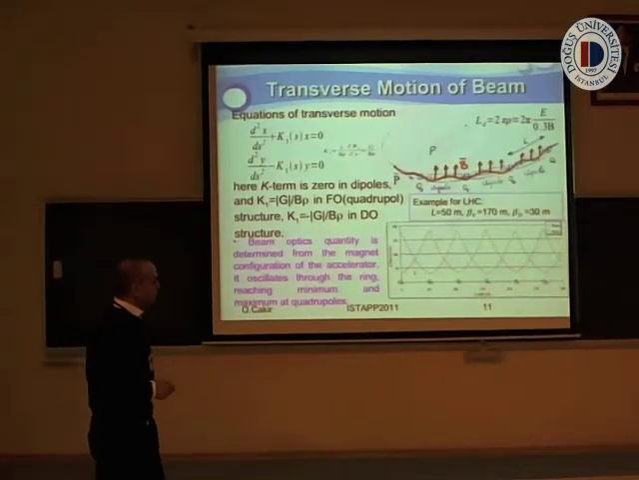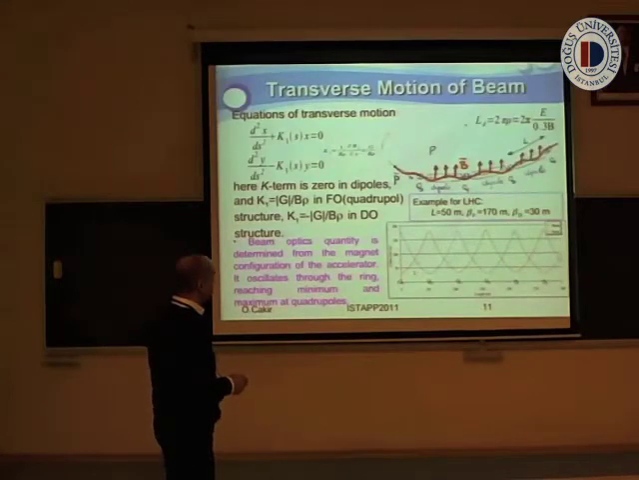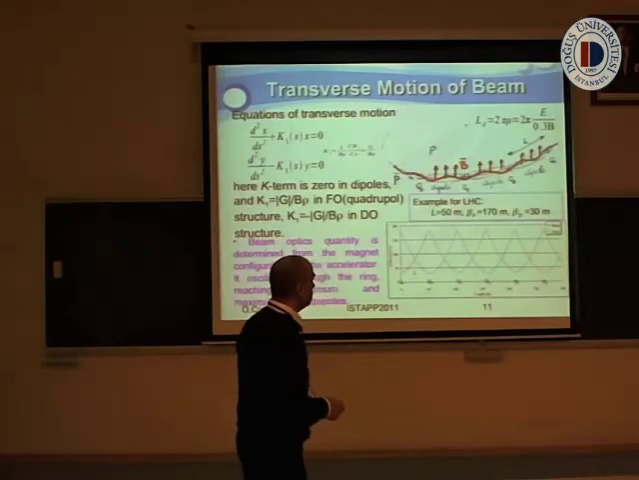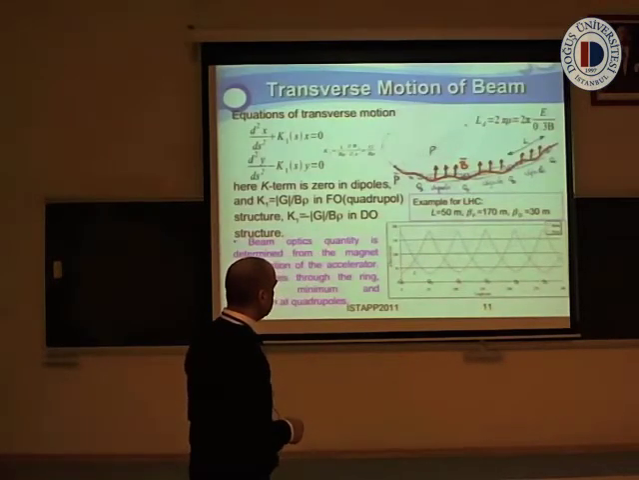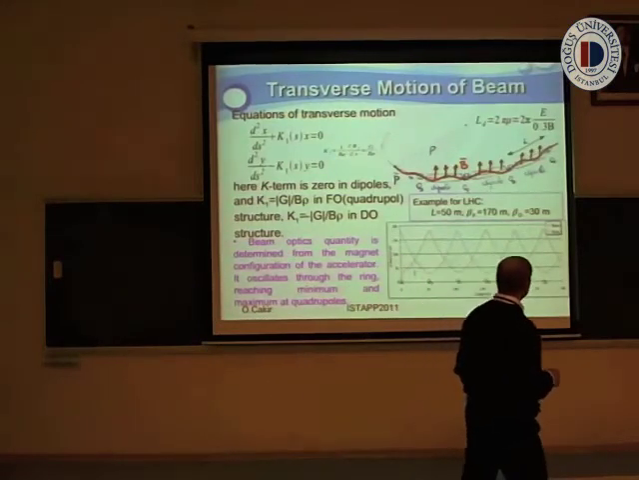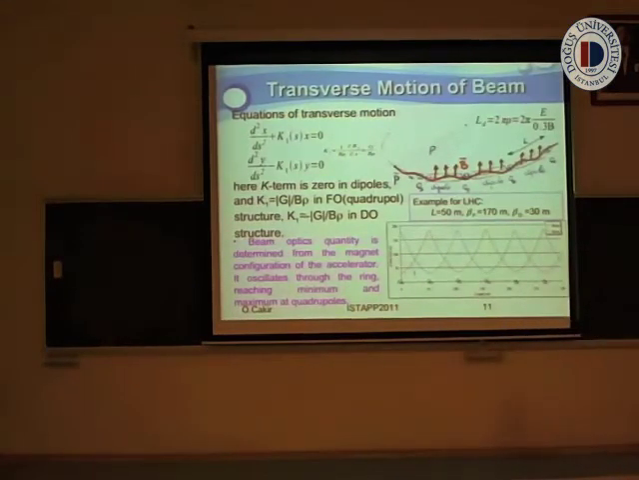And the beta function, for example, or the optics quantity here, is shown according to the length of the structure. Here you see as Q quadrupole, they have minimum and maximum, which corresponds to beta x, for example, for the blue line, beta y for the green line.